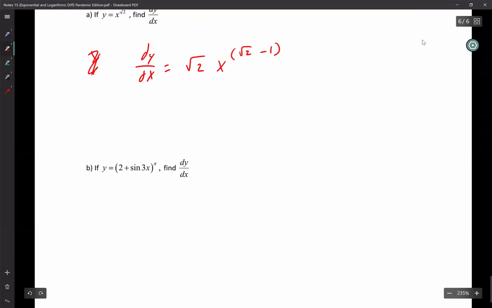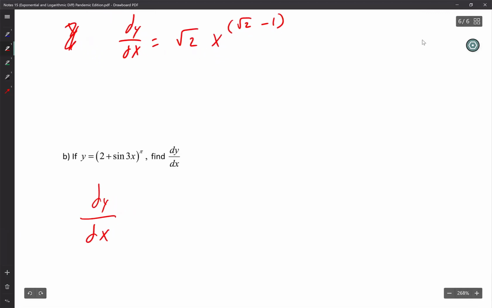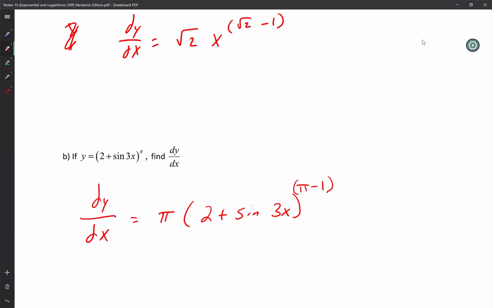All right, letter B, dy dx. Did someone have a question, guys? dy dx equals, bring the pi down, (2 plus sine 3x). What power am I going to have in the top? Pi minus 1. I would put a parenthesis on it so that people know that it's grouped together. Am I done? No, times the derivative of the inside. What's the derivative of sine? Cosine 3x, and then the derivative of 3x is 3. I would leave it alone right there.